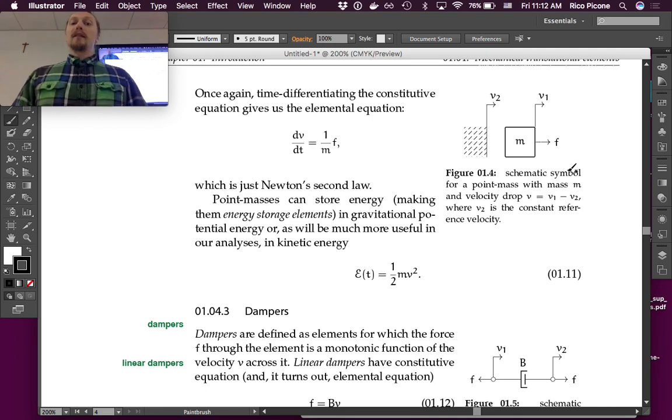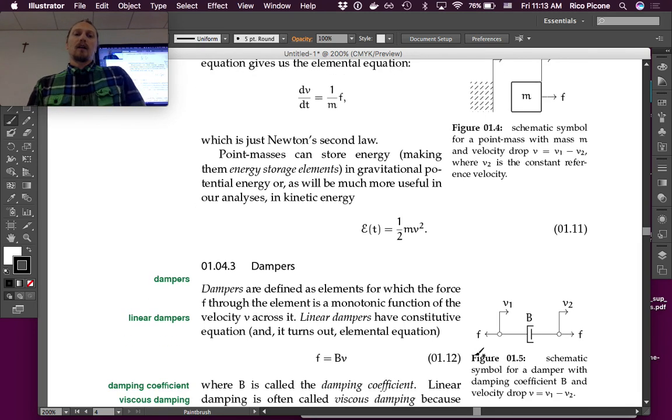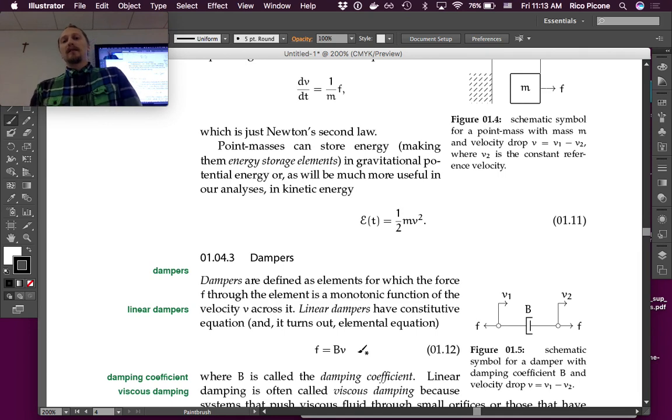Okay. Point masses can store energy, making them energy storage elements, in gravitational potential energy, or, as will be much more useful in our analyses, in kinetic energy. So when they're moving at some non-zero velocity, they have kinetic energy, right? So 1/2 mv squared is that kinetic energy. And that's mostly what we're going to be considering, this nice kinetic energy storage that it has. Great. So that's point masses. There's not a lot to them.